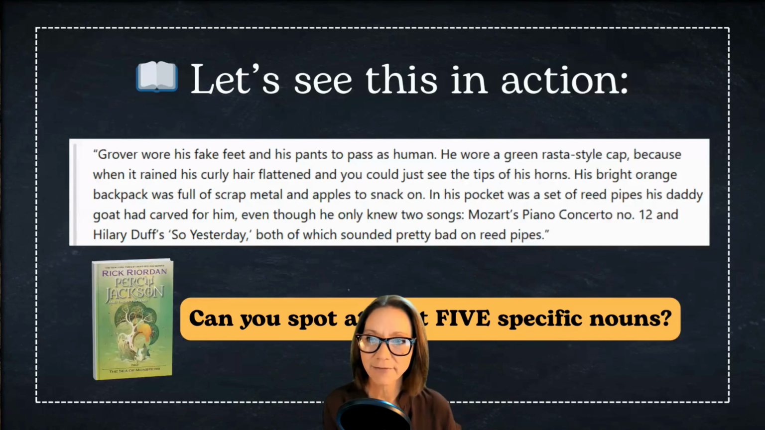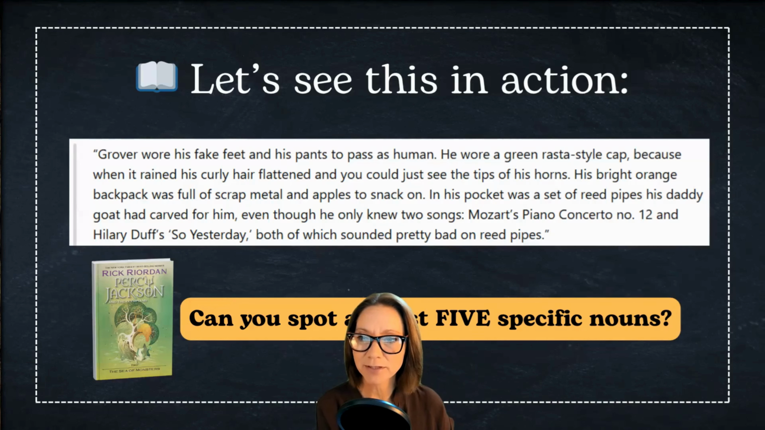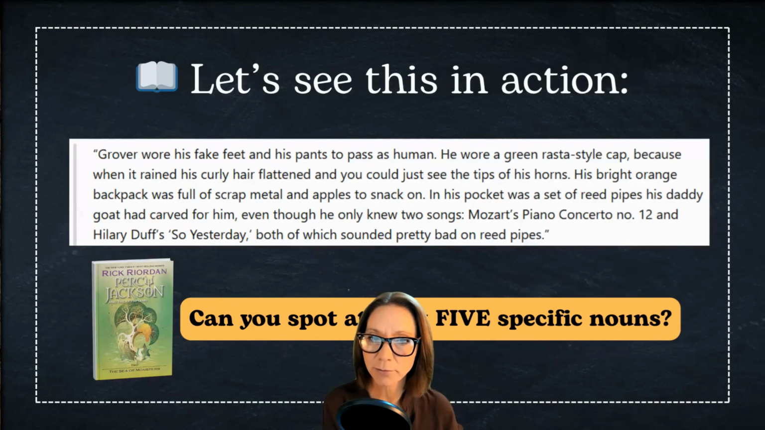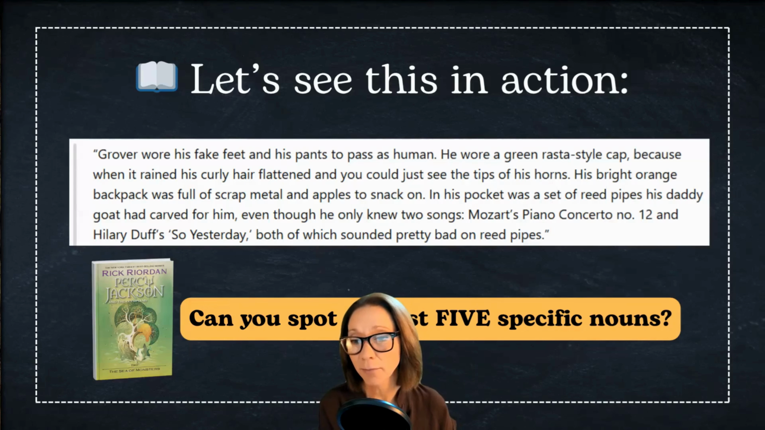Grover wore his fake feet and his pants to pass as a human. He wore a green Rasta-style cap because when it rained, his curly hair flattened and you could just see the tips of his horns. His bright orange backpack was full of scrap metal and apples to snack on. In his pocket was a set of reed pipes his daddy goat had carved for him, even though he only knew 2 songs. Mozart Piano Concerto number 12, and Hilary Duff's So Yesterday, both of which sounded pretty bad on reed pipes.